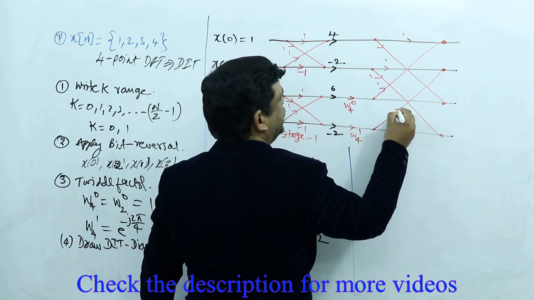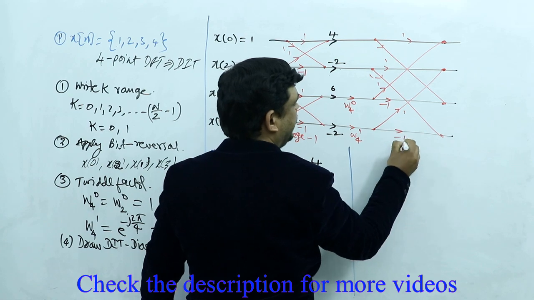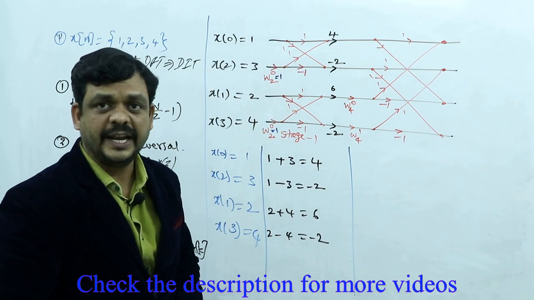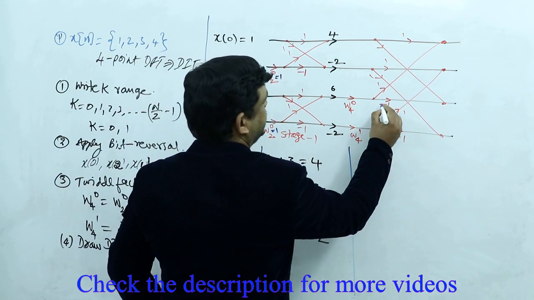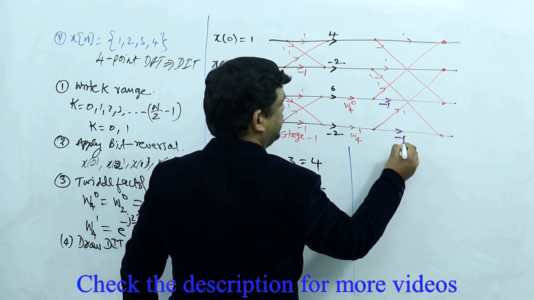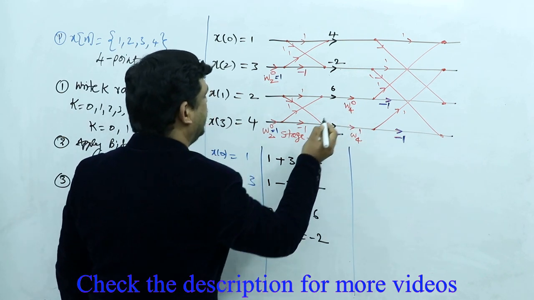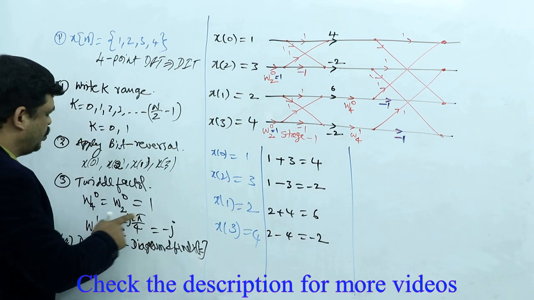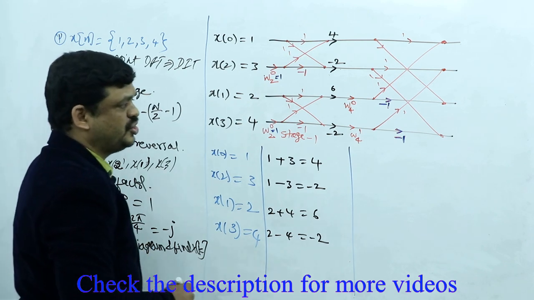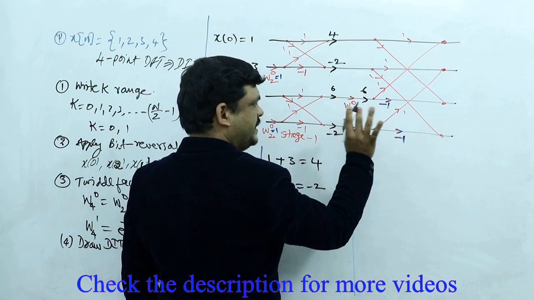This is 1 and this is 1, and these two are odd functions, so they are multiplied with a -1. We have to indicate it like this. For easy understanding, I am writing with some other color here. This explains the -1. And here I am multiplying with omega W4 power 0. W4 power 0 is 1 and W4 power 1 is -j. So multiply with that, and this becomes 6 as it is.